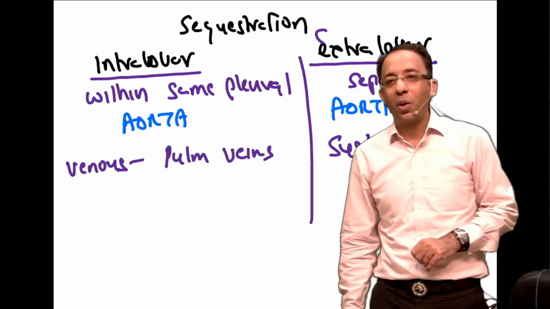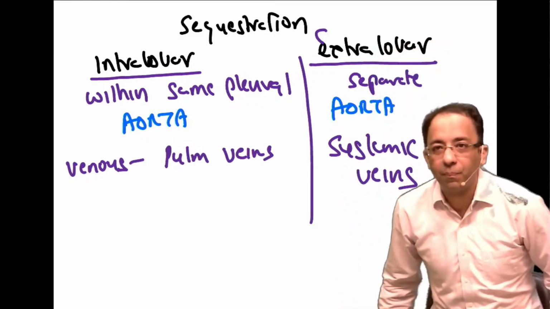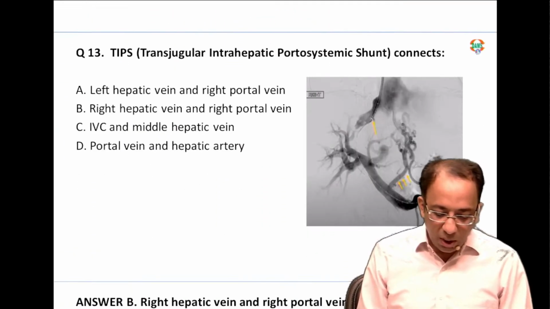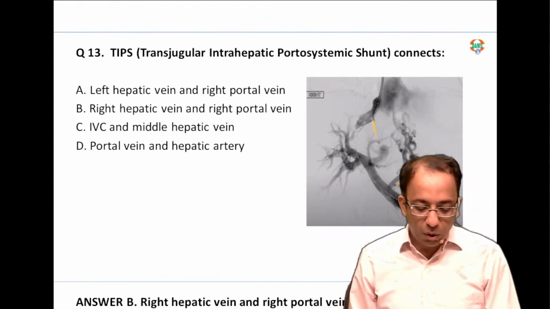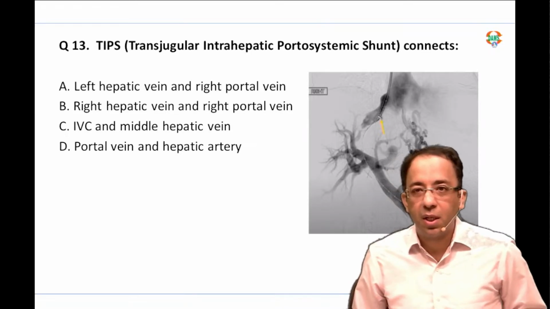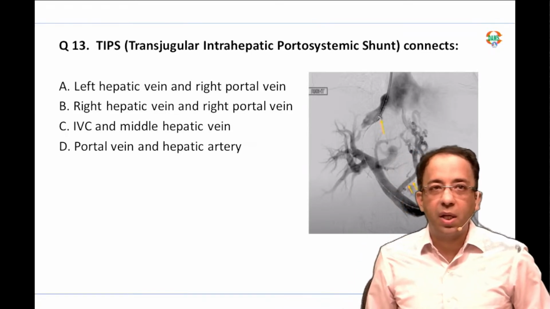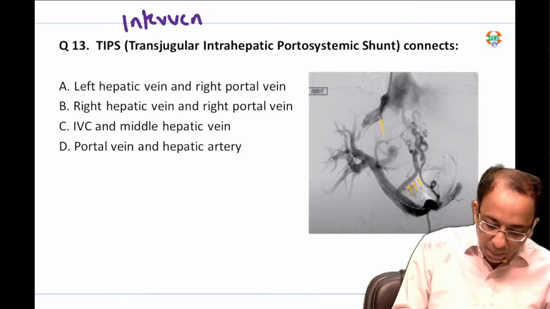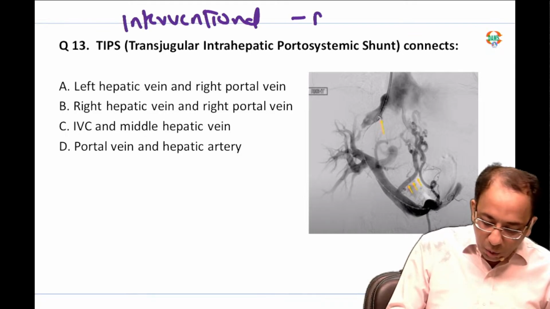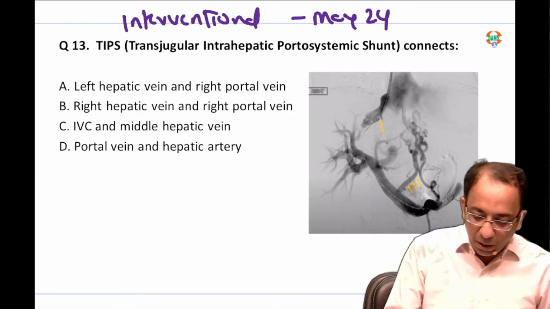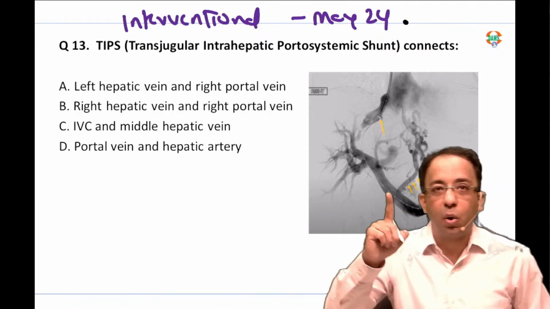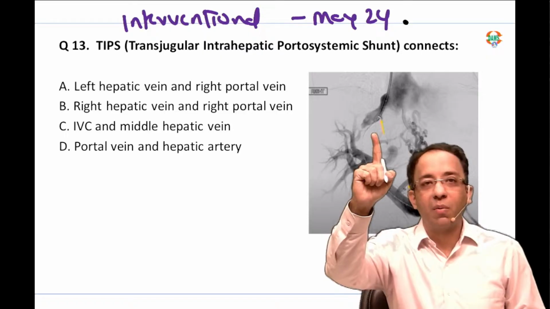Are you able to do it now? Are you clear now? Okay. So once you are able to do it, quickly now let us see the question that I wanted you to. Another of my predictions: in the last 2024 INICET paper, they have gone towards interventional radiology. In the 2024 INICET paper, for the first time in its history, they asked a question on interventional radiology when they asked about coiling, which is neurointervention.